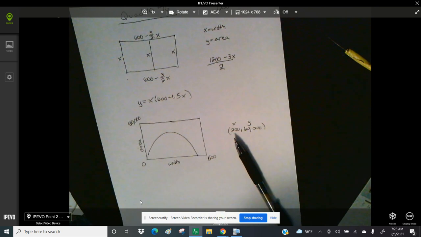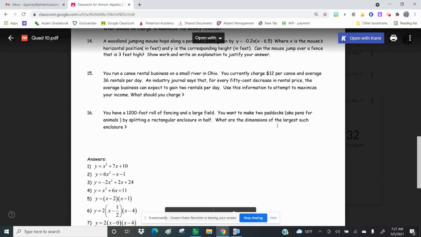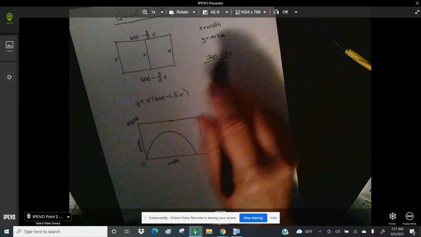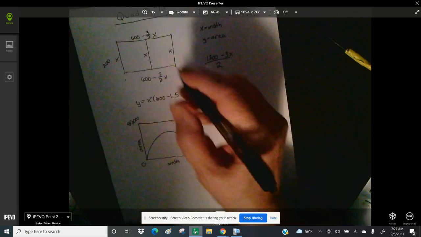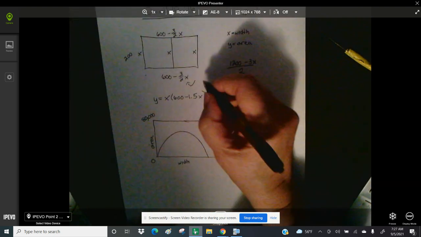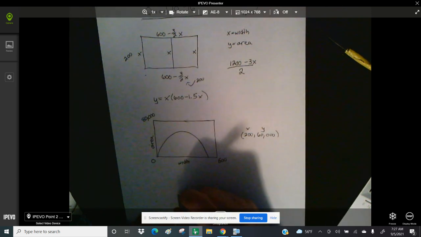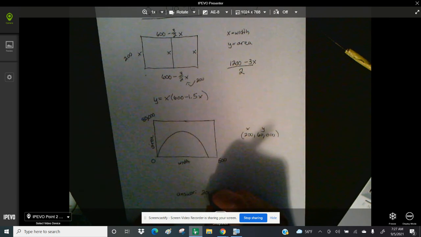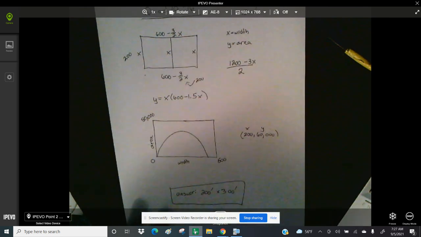But let's go back and find out, well, what did the question actually ask? Well, the question asked, what are the dimensions of the largest enclosure? So my dimensions, remember my x is width, so I know that this is 200. And if I substitute 200 in for here, I'll have what my length is. And you'll find out that the largest such enclosure would be 200 feet by 300 feet. And that's your solution.